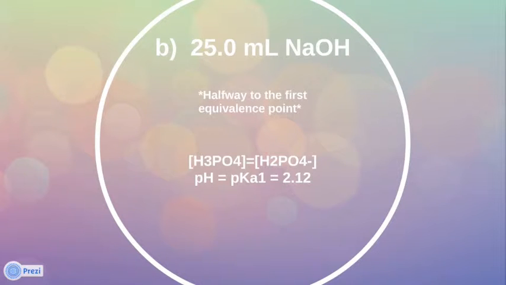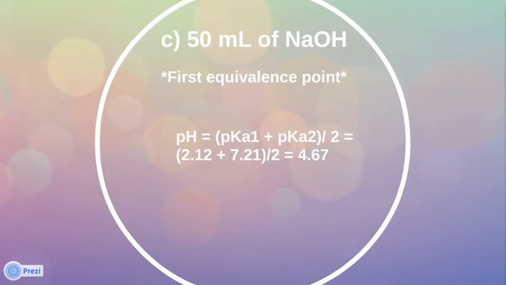When 25 milliliters of NaOH is added, we are halfway to the first equivalence point. This means the pH equals the pKa. When 50 milliliters of NaOH is added, we are at the first equivalence point. Therefore, the pH is equal to the average of pKa1 and pKa2.